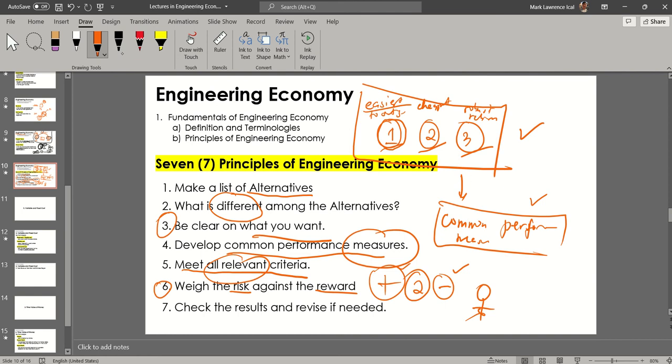So last is check the results and revise if needed. So again, as you have met all the relevant criteria, you have to see if the result is okay. So yeah. So this is the paradigm. This is the paradigm of the engineering economy.